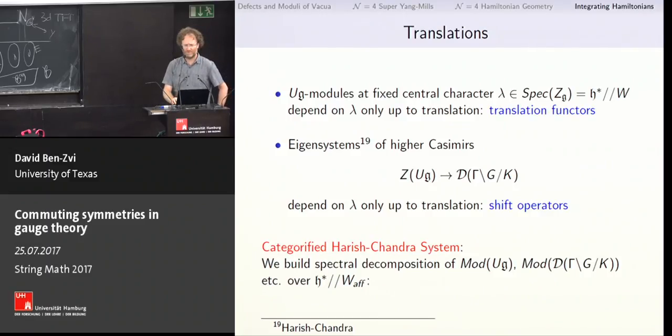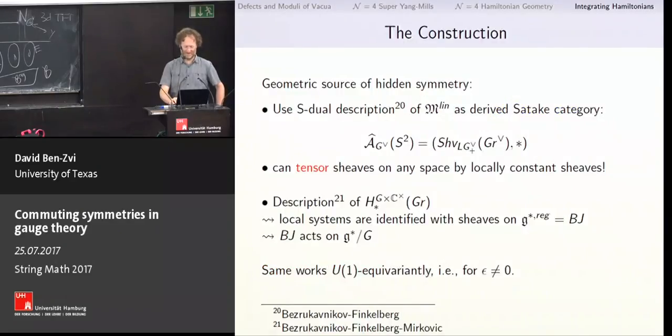Do I have a couple minutes or no? Not really. Maybe let's just stop. Oh, 2 minutes? Okay. Let me just say that the construction is actually super easy.